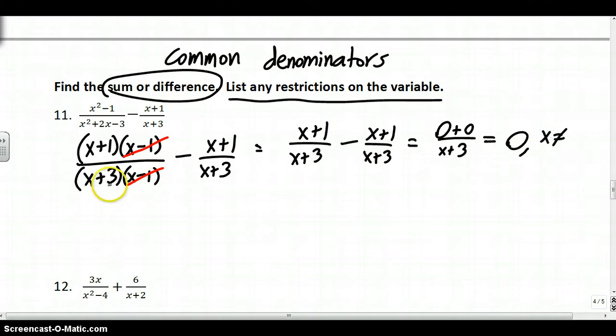So, let me rewind a bit here. What numbers would cause the denominator to be 0? Well, negative 3 would. And also, let me erase that, the 1 that we canceled out. Okay? Those are the only restrictions. So your answer is 0 as long as x is not negative 3 or 1. Pretty nifty.